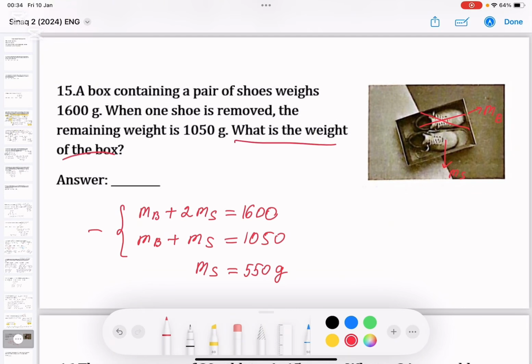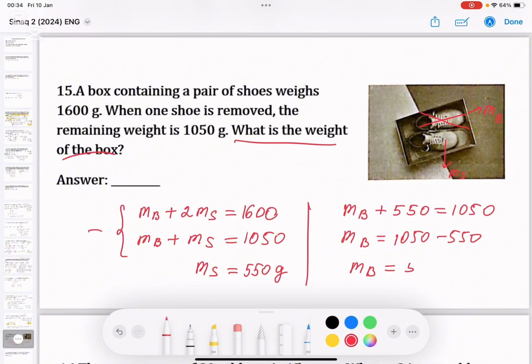But this is not what we're looking for, so we have to find the weight of the box. I'm going to use the second equation again because I feel like it's easier to plug in the value there. So the mass of the box plus 550 equals 1050. So the mass of the box would be 1050 minus 550, and it's going to be just 500 grams.